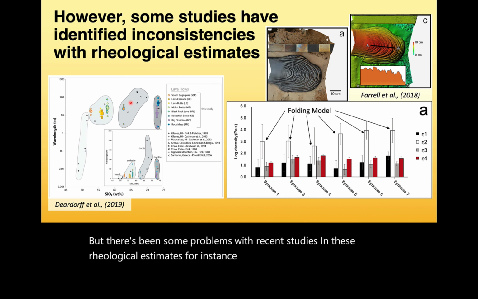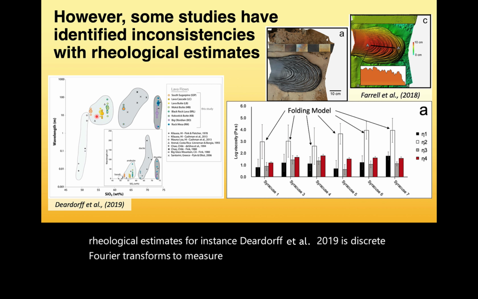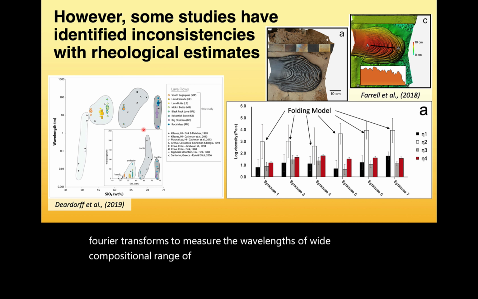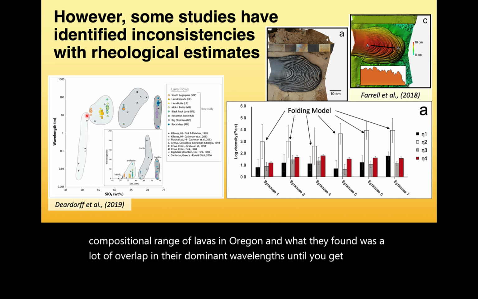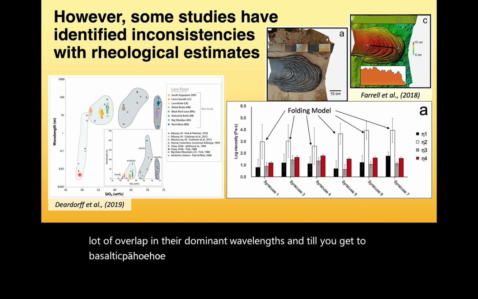For instance, Deardorff et al. in 2019 used discrete Fourier transforms to measure the wavelengths of a wide compositional range of lavas in Oregon. And what they found was a lot of overlap in their dominant wavelengths until you get to basaltic pahoehoe, and then a radical change in wavelength over a very narrow range in silica content.